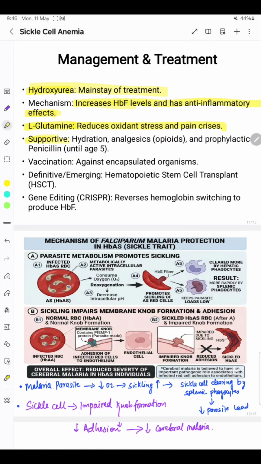Supportive treatment is hydration and analgesics; prophylactic penicillin can be given at the age of 5. Vaccination against encapsulated organisms is given, as due to asplenia, infection with encapsulated organisms can be increased in sickle cell disease. Definitive and emerging treatments are hematopoietic stem cell transplant, and new treatment modalities are gene editing and reverse hemoglobin switching to produce HbF.